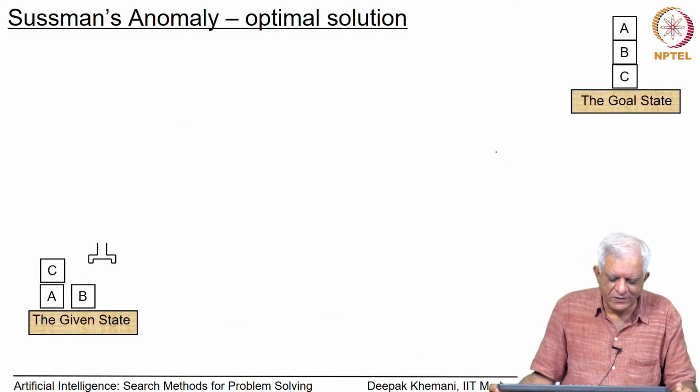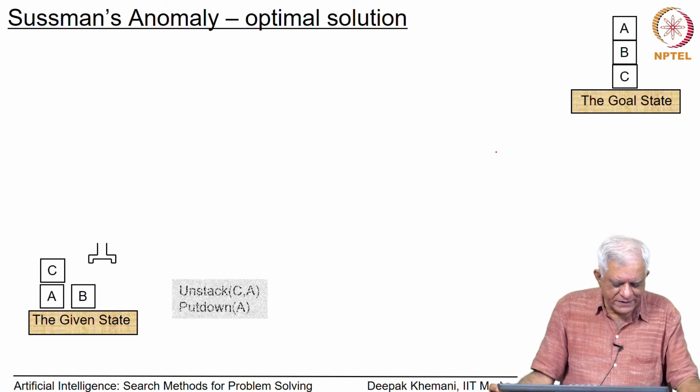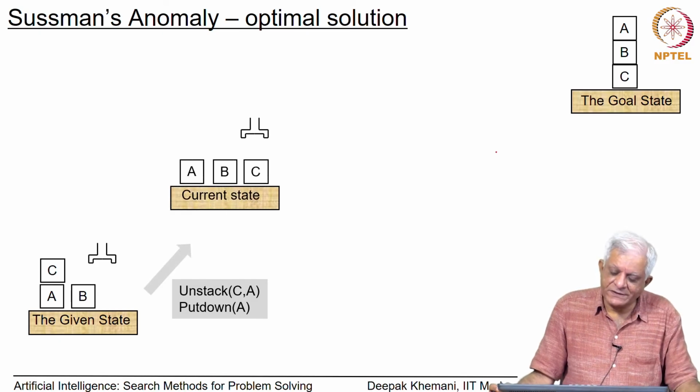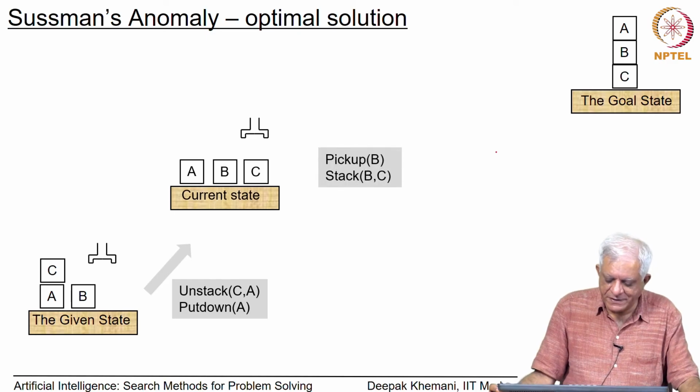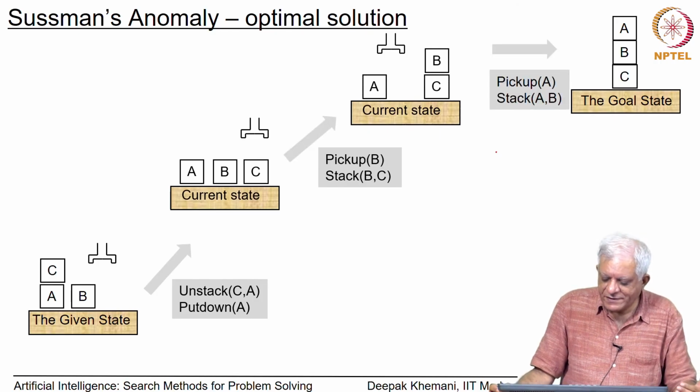What is the solution that we are looking for in Sussman's anomaly? It is not too hard to find. You can see that first you unstack C from A and put it down, you will reach the state that was the starting point for us in the previous example. And from this starting point, you know that there is a correct order of doing things, which is that you first pick up B and stack it onto C, and then you pick up A and stack it onto B, and we have an optimal plan which is of 6 steps.